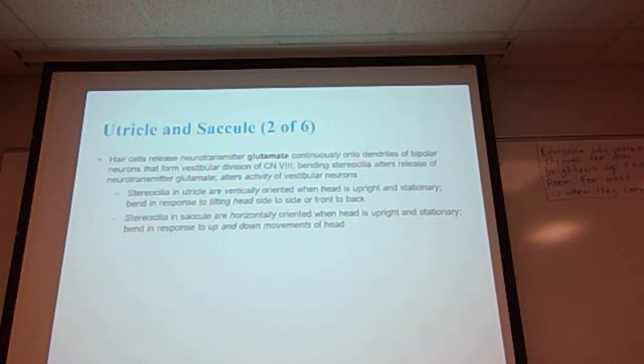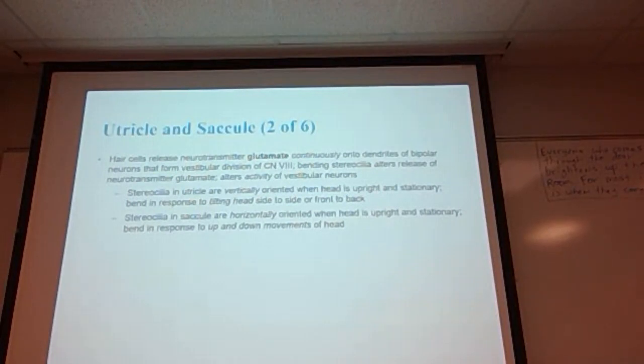When the stereocilia in the utricle are vertically oriented, meaning up and down, they are vertically oriented when the head is upright and stationary. They bend in response to tilting the head side to side or front to back. Actually, they bend in the opposite direction of the way you're tilting. So if you tilt your head to the right, those stereocilia will move to the left and vice versa.